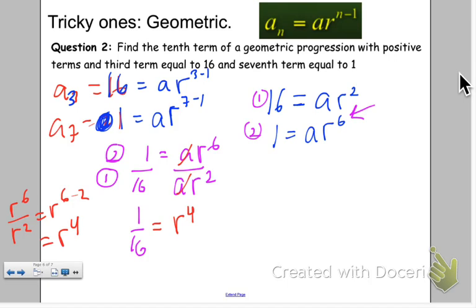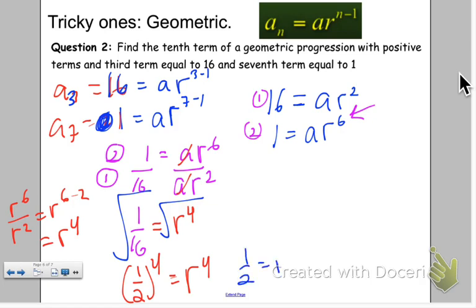So that equals r to the 4th. Alright, so what to the 4th would give you 1/16? Well, 1/2 to the 4th is equal to 1 over 16. Or you can just take the 4th root of both, and you're going to get 1/2 equals r. So yay, we found it.